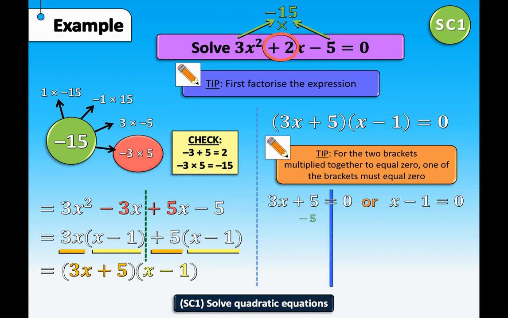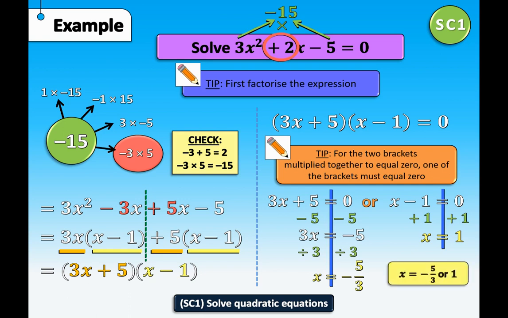For the first bracket, if we subtract 5 from both sides, 3x equals minus 5, and then divide both sides by 3, so x equals minus 5 over 3. For the second bracket, we just need to add 1 to both sides, so x equals 1. So our answer is x equals minus 5 over 3, or x equals 1.